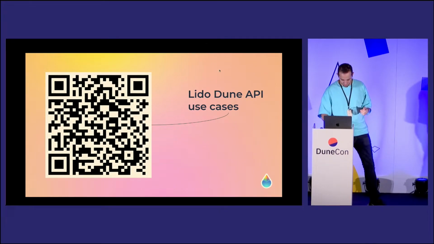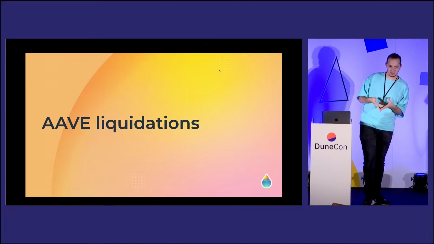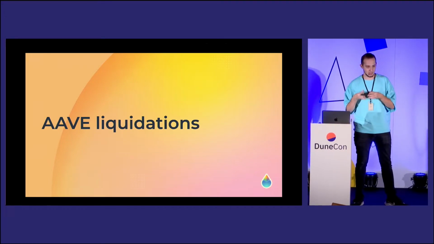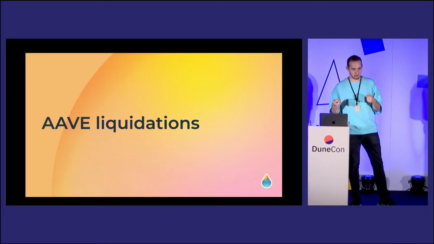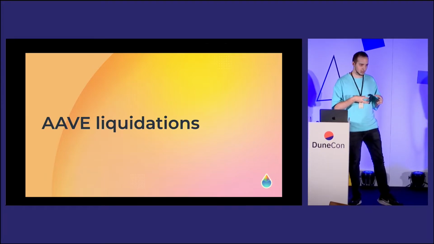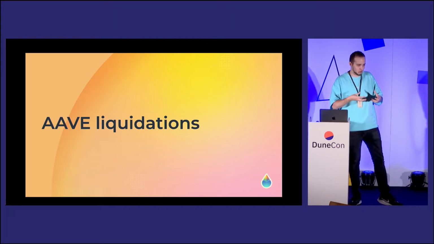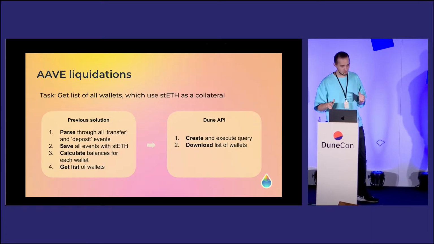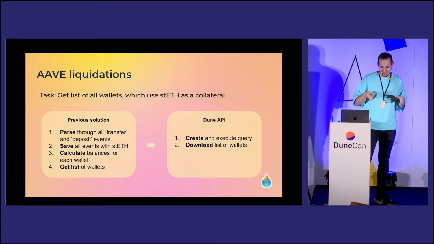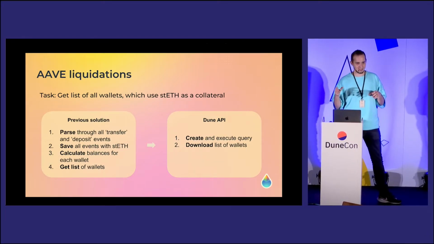The first use case is related to Aave liquidations. Aave is a lending protocol where you can use stETH as collateral, and in some circumstances this collateralized stETH might be liquidated. We really would like to know which wallets are close to liquidation. To solve this task, you need to get a list of all wallets which use stETH as collateral.